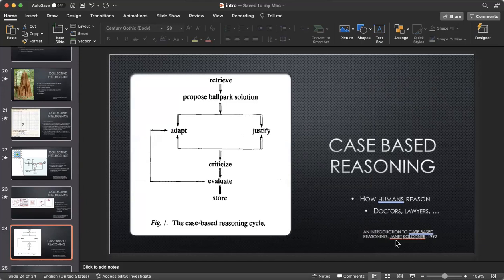They will say, oh okay, here's a new patient. This patient is similar to 10 other patients I've seen in the past. Let me retrieve that, even if it's a ballpark solution. Let me justify why this new case is similar to those 10 other cases. Or if not, let me adapt those previous solutions, criticize them, evaluate them, and then adapt them and make sure that I can apply whatever solution I used in the past to this new case, and then store it again. This is what's called the case-based reasoning cycle.